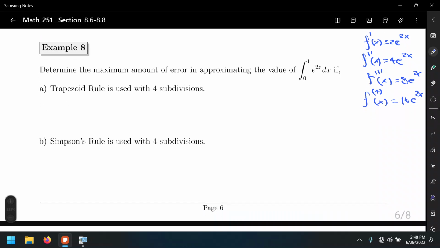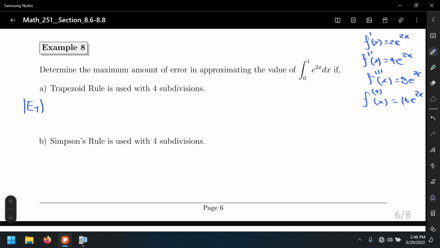So let's determine the maximum amount of error in approximating this integral from 0 to 1 of e to the 2x with respect to x, if the trapezoid rule is used with 4 subdivisions, and if Simpson's rule is used with 4 subdivisions. Okay, so let's write down the formula for the trapezoid rule.